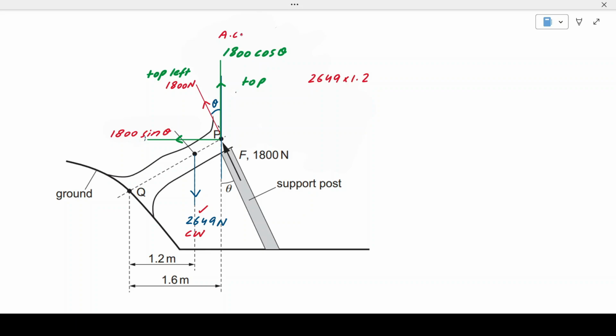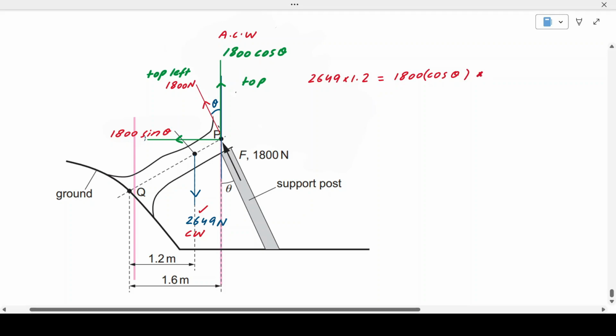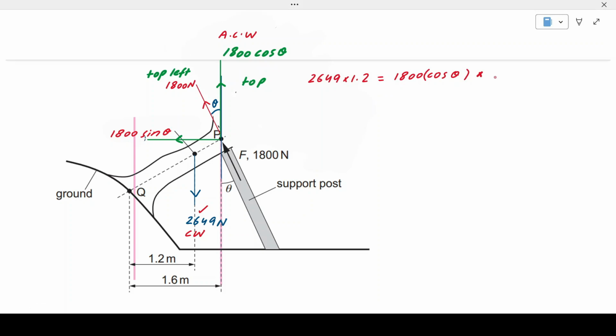This one is anti-clockwise. How much is it? 1800 cos theta times the perpendicular distance of that force from the pivot. How do we find the perpendicular distance of that force from the pivot? It is given already. Draw a line parallel to that one through the pivot. How much is it? 1.6. Multiply by 1.6. So this is the expression that most of the students were writing for this question.